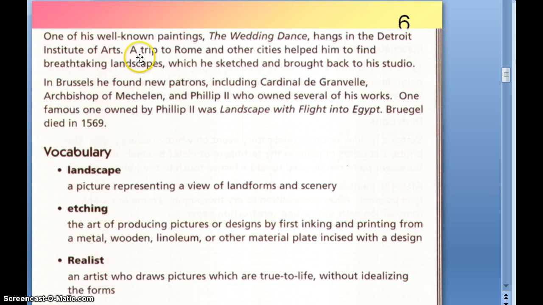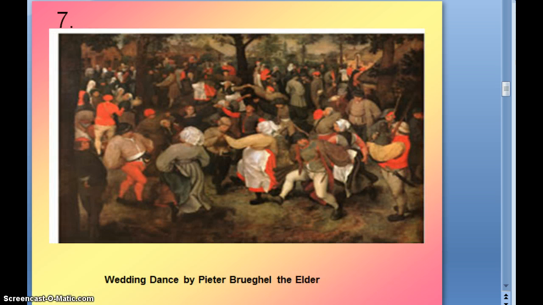We were talking up top here about The Wedding Dance, which hangs in the Detroit Institute of Arts. And here it is by Peter Bruegel the Elder. The reason they called him the elder is because he had a son called Pieter, who was called Pieter the Younger because his dad was already an artist with the same name, so they called his father Peter Bruegel the Elder. He's the one we're studying, the elder. And you can see his famous painting of The Wedding Dance.